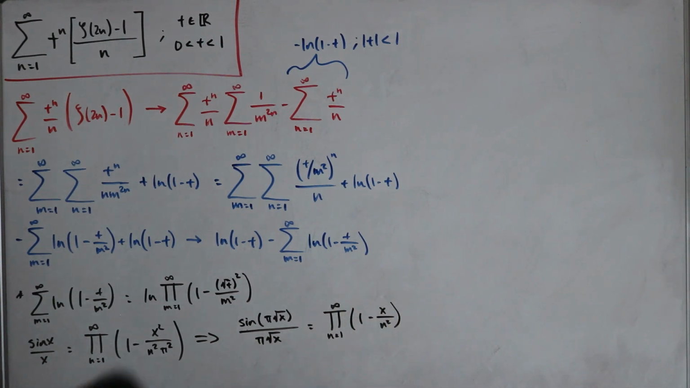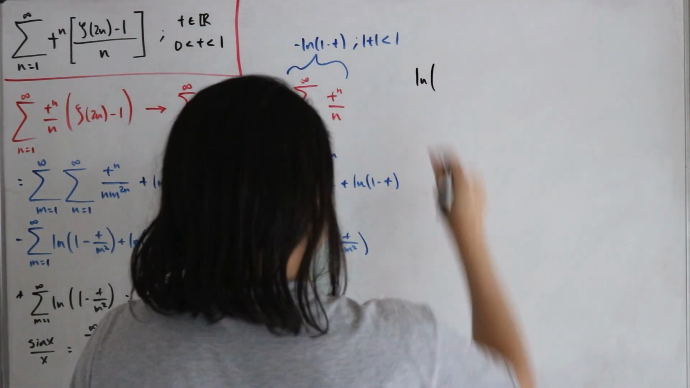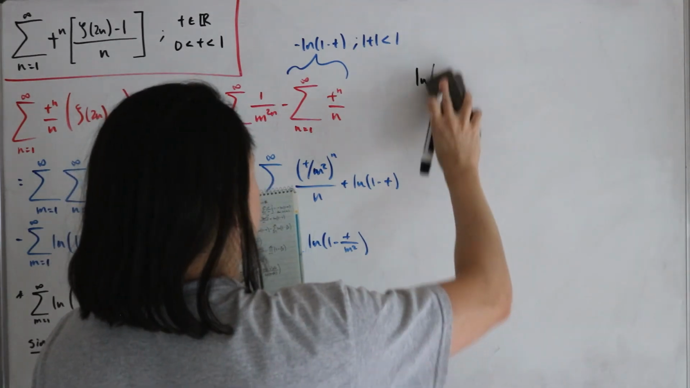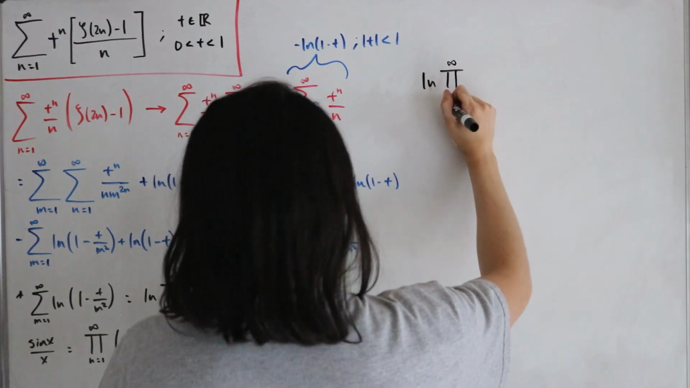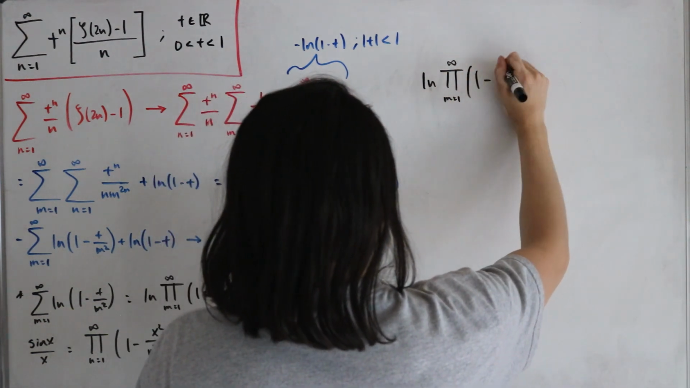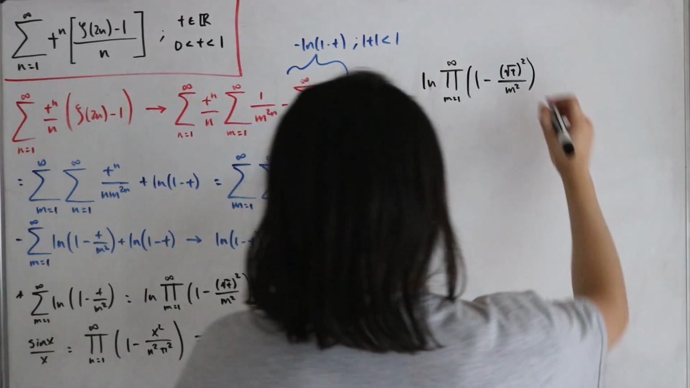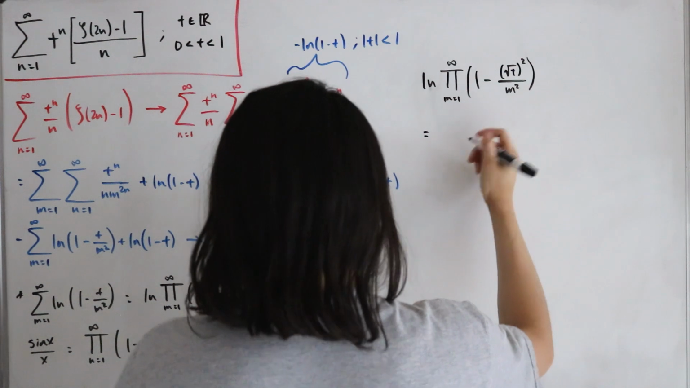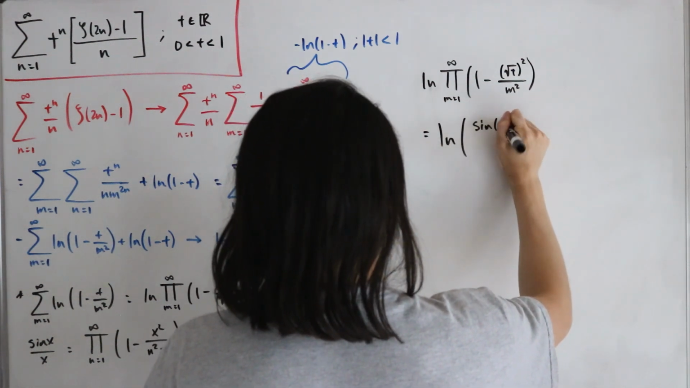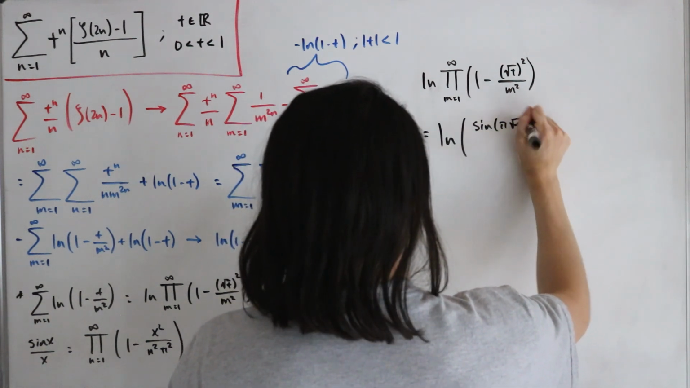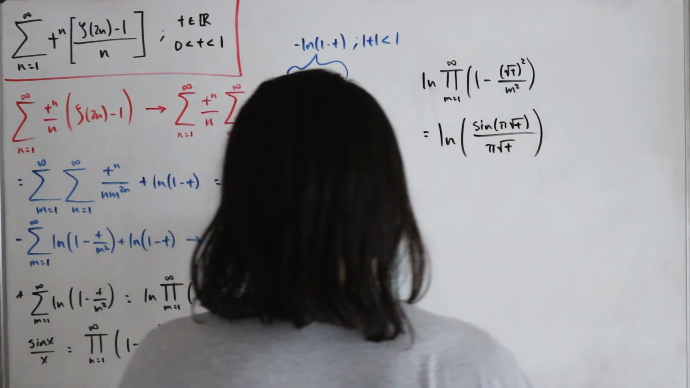Okay, so therefore the natural log of the infinite product series, m is equal to 1 of 1 minus the square root of t, and then squared, divided by m squared, is simply going to be equal to the natural log of sine of pi times the square root of t, divided by pi times the square root of t. Okay, so then we're almost done.